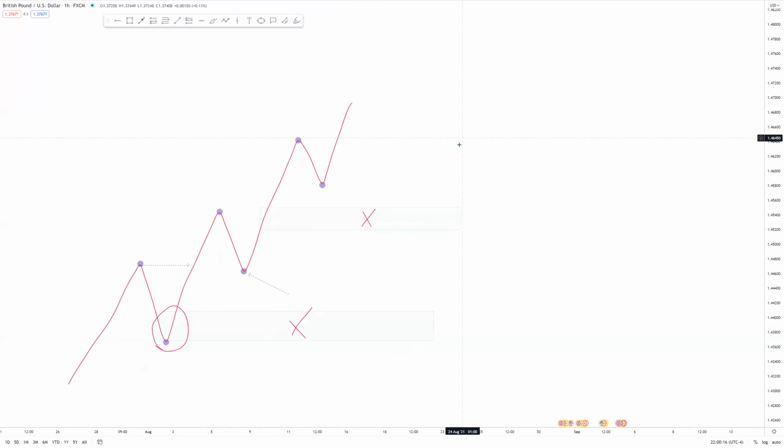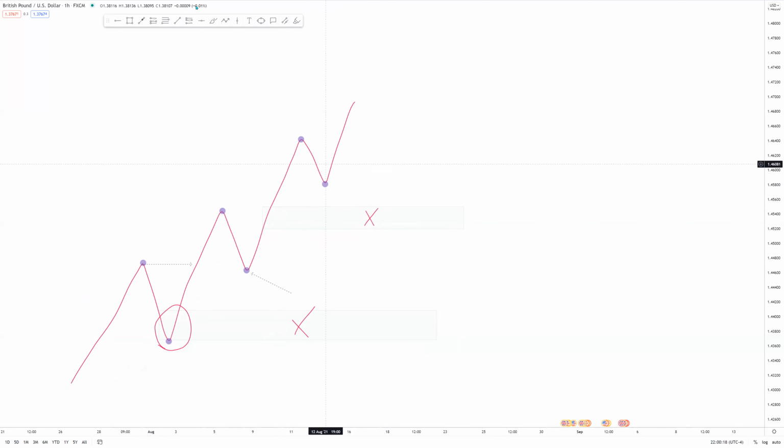So this is in the case of an uptrend. So what people will do is they'll have, this is like one big leg to the upside.